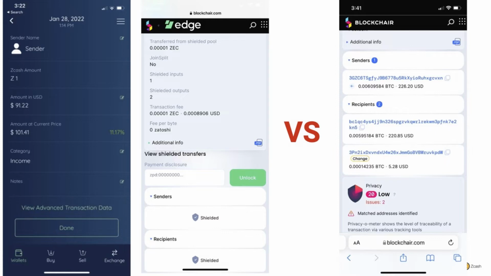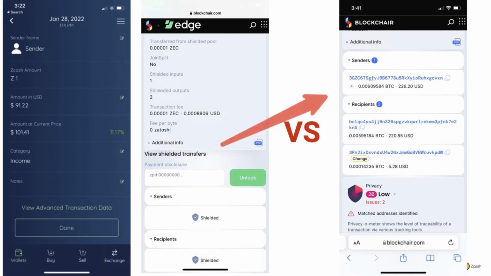And what can I see? I can see the fee. I can see that there were shielded inputs and outputs, but I can't see anything else about it. Senders, it shows shielded. Recipients, it shows shielded. You can't see anything.